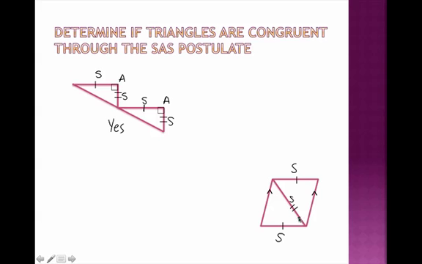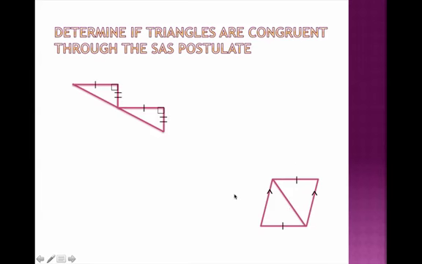So remember, you're going to want to look at the angles between the two sides if you're talking about side-angle-side. So side, side, and this angle. Can we say that those angles are congruent? Well, we've got parallel lines and a transversal, and we know alternate interior angles are congruent. So yes, we have side-angle-side. So we can prove that these are congruent as well.